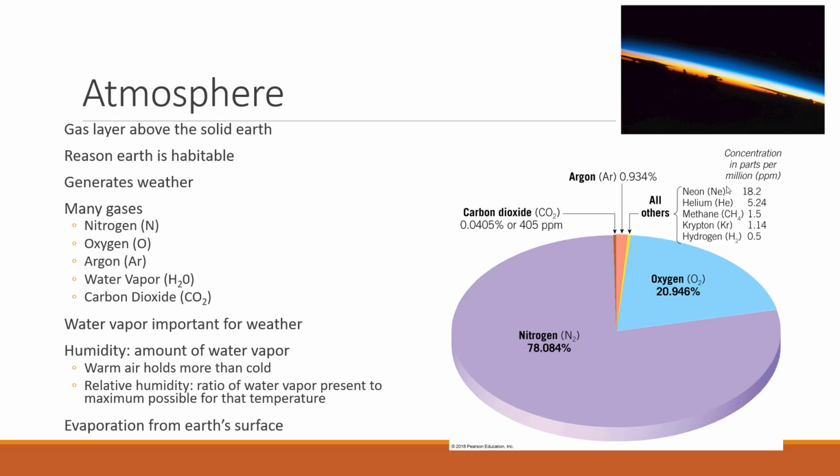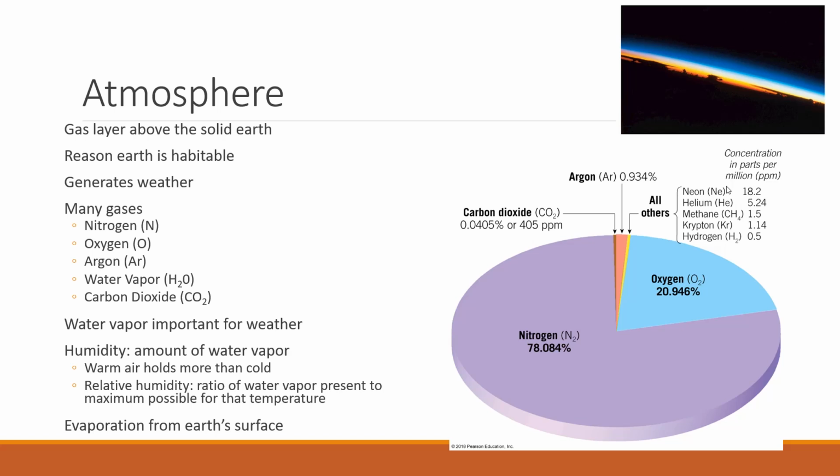Nitrogen, oxygen, and argon are the primary permanent gases that make up most of the atmosphere. Nitrogen is over 78% of the atmosphere. Oxygen is a little shy of 21% of the atmosphere. Argon is a little less than 1% of the atmosphere. The rest of the atmosphere are these variable amounts. So we have water vapor, carbon dioxide, and then others. Water vapor we will see is very important for weather. Carbon dioxide and some of these other gases will be important for climate. And we will talk about that in the final week of class.